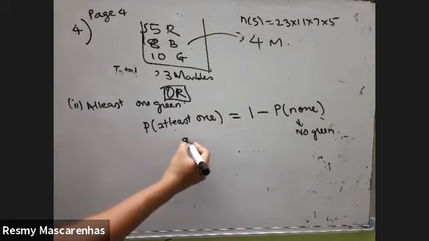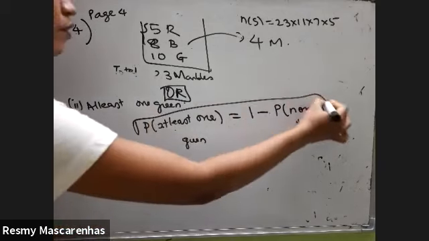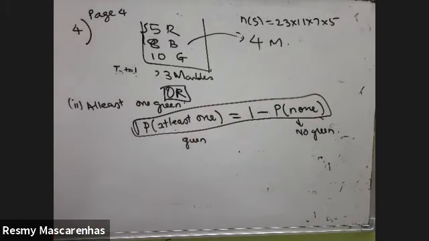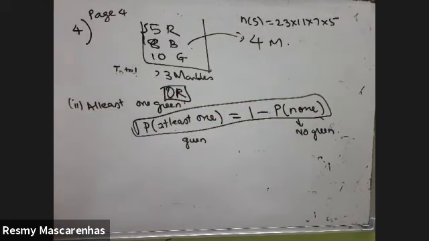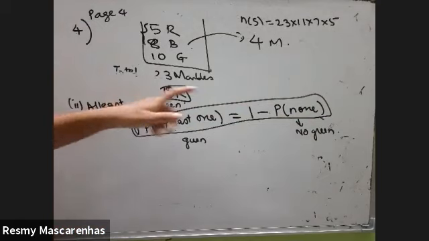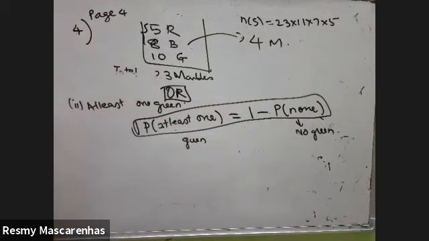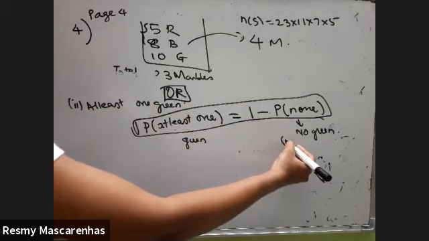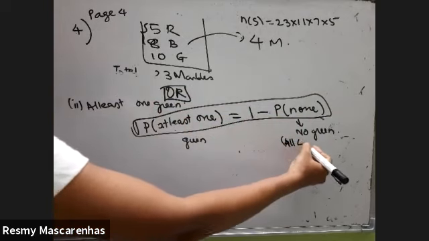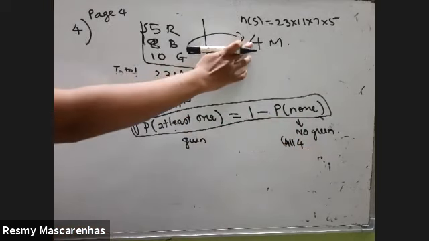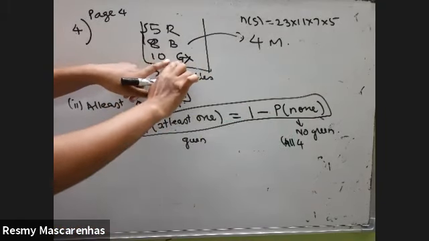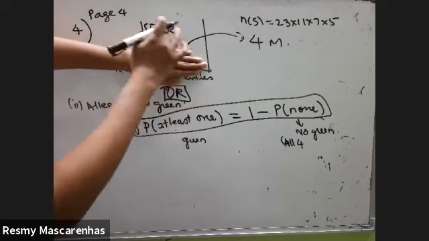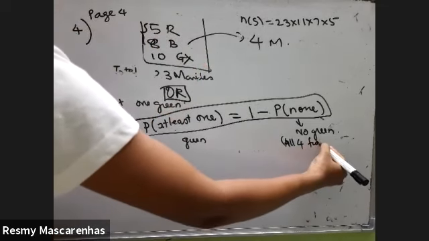So at least one green, this is the main formula, the shortcut formula. Instead of doing 4 calculations, within one calculation you will finish the problem. They've said at least one green, so that means no green. No green means all 4 will be, so if you are picking up 4 marbles, 0 green, no marble has been picked from the green, so all 4 will be picked up from red and blue.